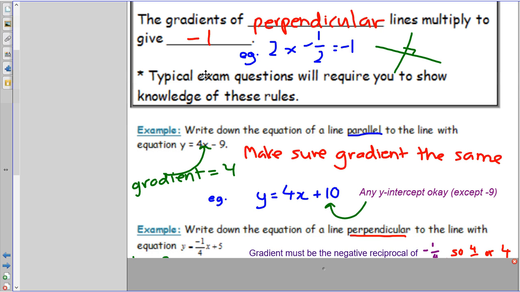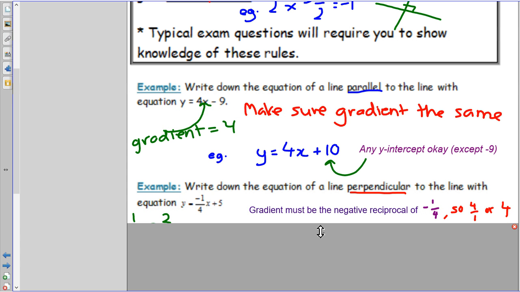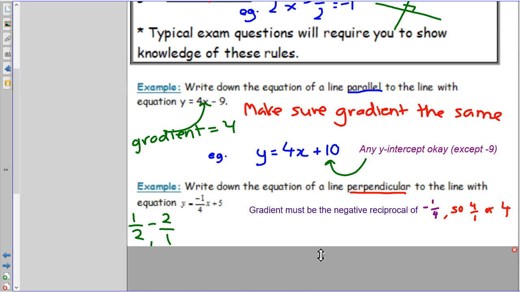So let's apply that concept here. The gradient must be the negative reciprocal of -1/4. So to find the negative reciprocal, you've got to change the sign to a positive, and you do the opposite of what it was. It was negative, so change it to a positive and flip it upside down. So it becomes +4 over 1, which just simplifies to give you 4. So the equation must have a gradient of 4.